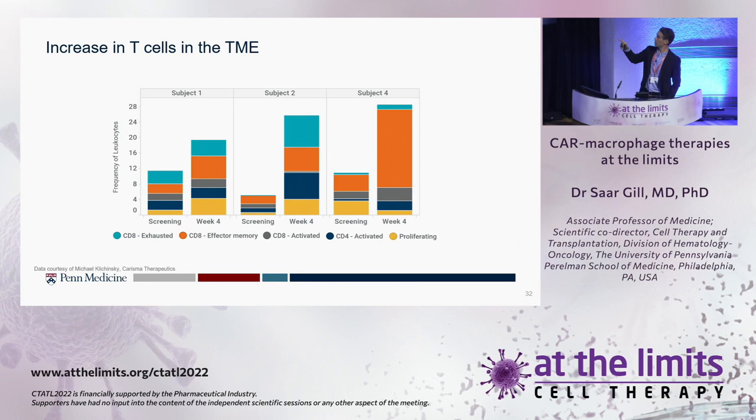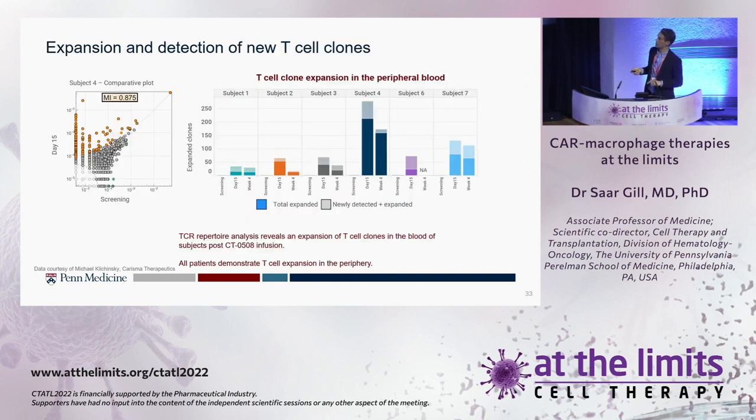If you look, for example, at the color orange, you see that in subjects 1, 2, and 4, there's relatively an increase in the CD8 effector memory cells in the tumor microenvironment. Not a great deal of proliferating cells, you can see in the yellow, but I would say that the most outstanding increases are in the effector CD8 T cells, as well as in some patients, exhausted T cells, which will become very relevant in a second.